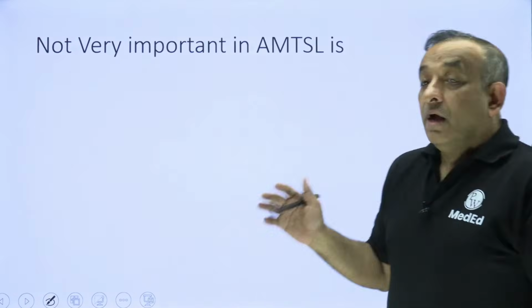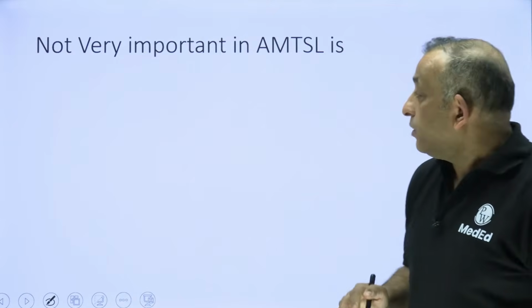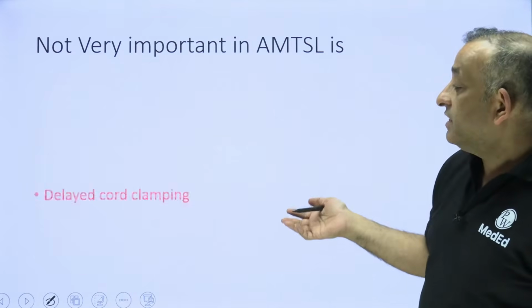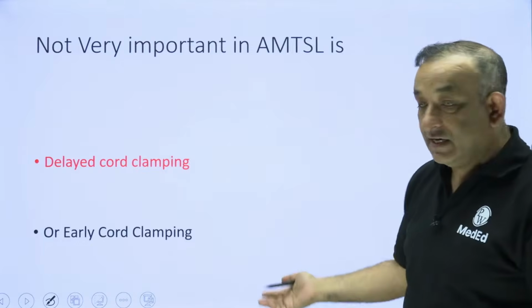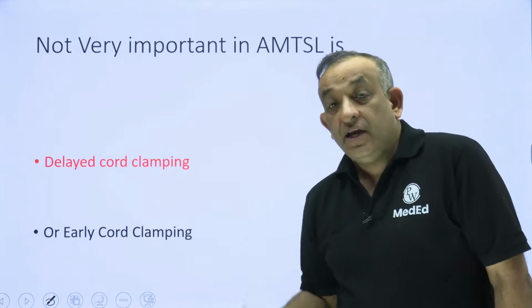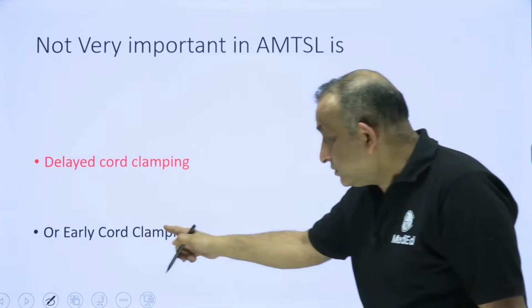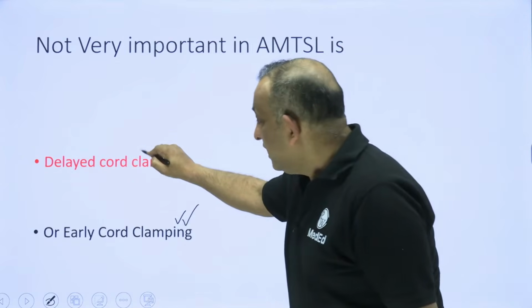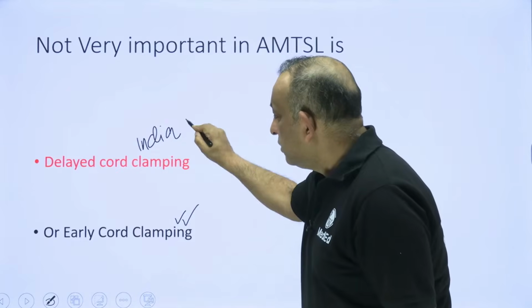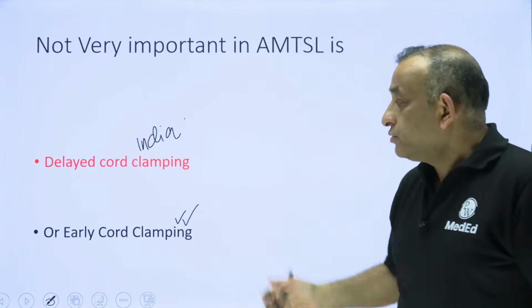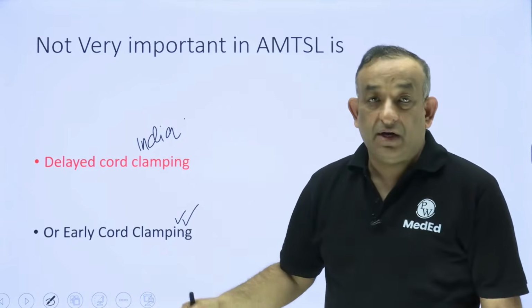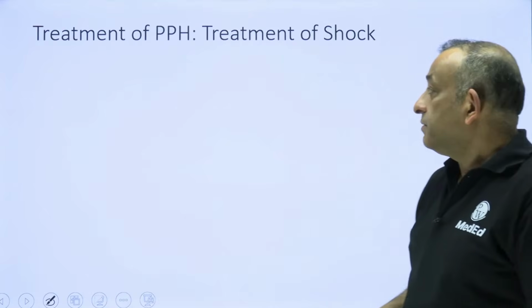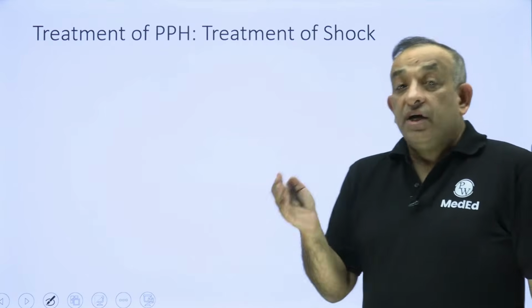Chalo. Let's move on. What is not very important in the active management of third stage of labor is the delayed cord clamping or the early cord clamping. Yes, if you read Williams Obstetrics, it actually says do early cord clamping. There's nothing called delayed cord clamping. We in India and developing countries do delayed cord clamping to increase the hemoglobin. So if we do delayed cord clamping or early cord clamping, it does not change the incidence of PPH. So treatment of PPH is treatment of shock.